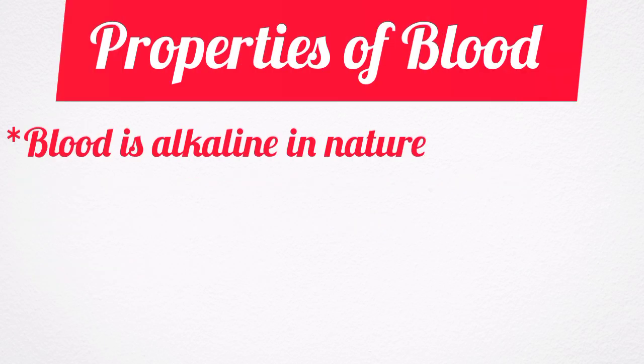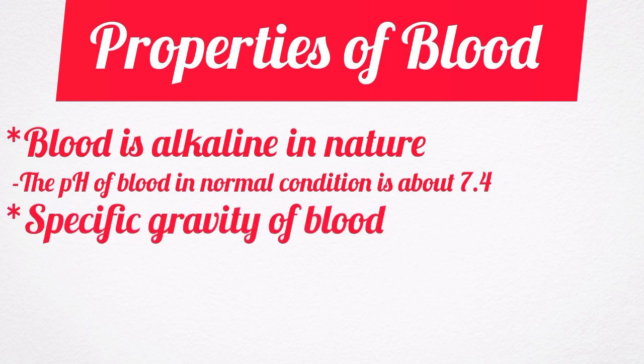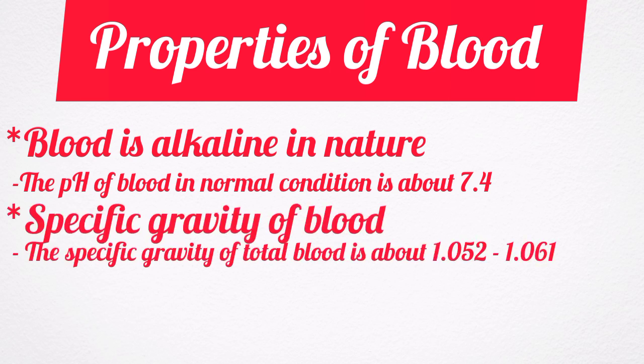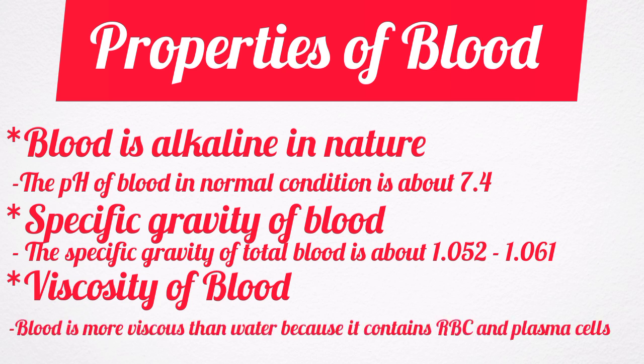Blood is slightly alkaline in nature and its pH in normal condition is about 7.4. The specific gravity of total blood is about 1.052 to 1.061. Blood is 5 times more viscous than water. The viscosity of blood is more than water because blood contains red blood cells and also contains plasma cells.